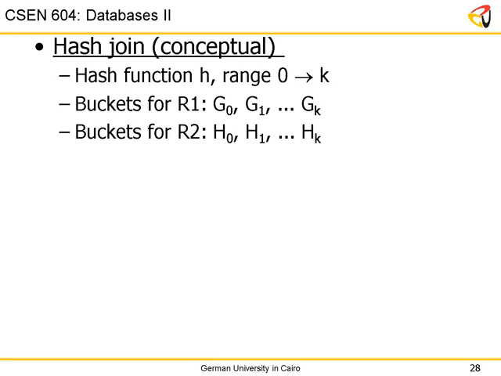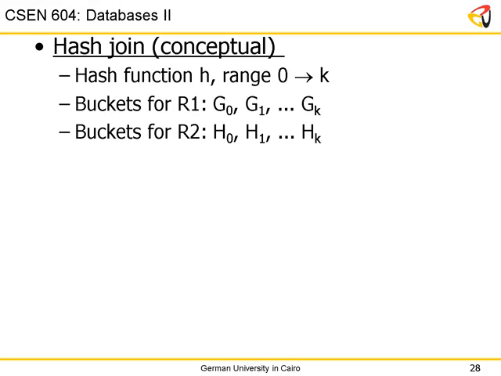Like I have here an example. If I have the same hash function h that produces an output from 0 to k, and I build a hash table of buckets on R1, I will create buckets from G0 to GK. For R2, I will take the column that I'm joining on and build a hash table, so I will get buckets from H0 to HK. Any SQL operation I would like to do can usually be done by just comparing G0 to H0, G1 to H1, G2 to H2, and so on until GK to HK.